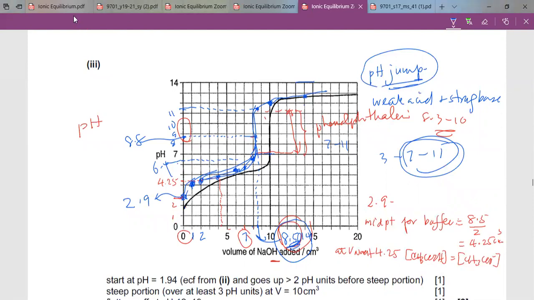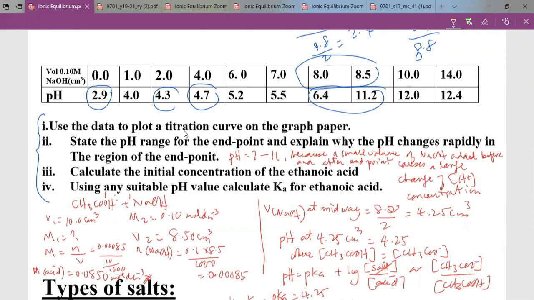So now let's look at the questions here. Use the data to plot a titration curve on graph paper. That's what we did, isn't it? Then state the pH range at the end point. Of course, the pH range is 7 to 11. And explain why pH changes so rapidly at the region of the end point. The answer is because a small volume of NaOH, because they will add NaOH into the acid, isn't it?